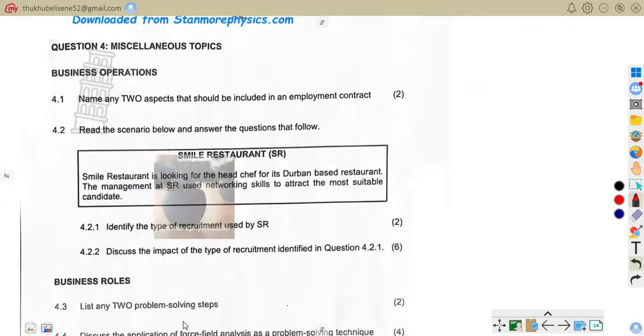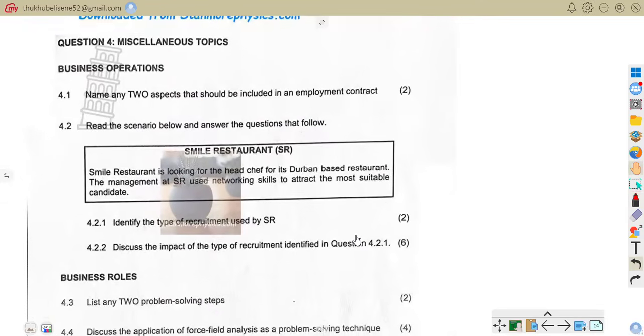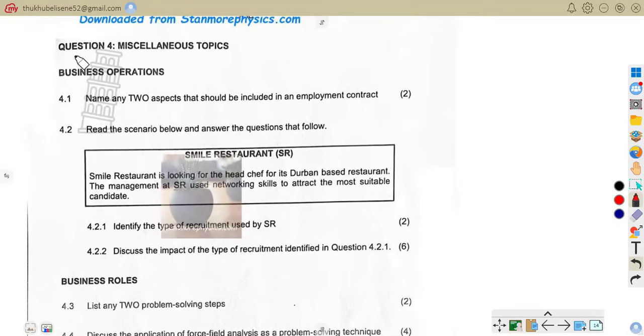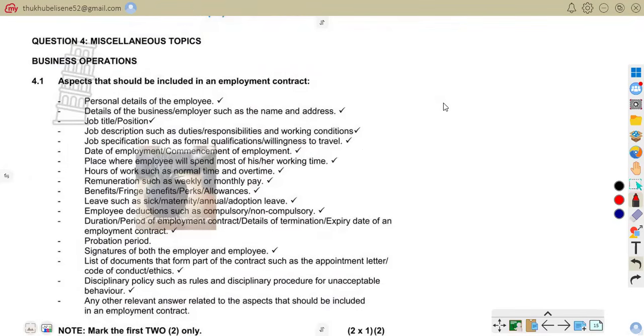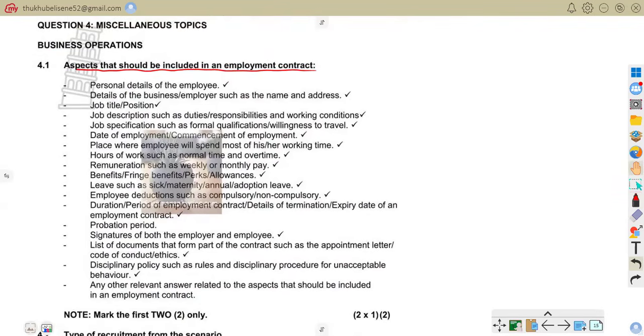So now we are to attend question 4. Here we are on question 4, business operations. As it says, name any 2 aspects that should be included in the employment contract. So we have to answer this question. Aspects that should be included in an employment contract.